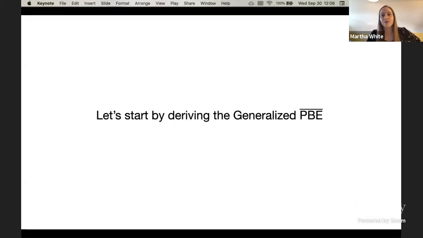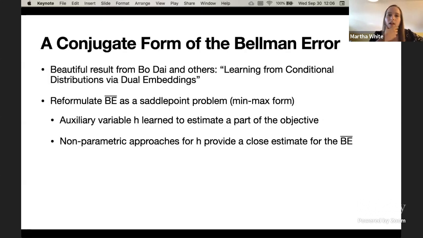Okay, good. Let's start with the first thing. Let's start by deriving this generalized projected Bellman error. To derive this, we're really just going to rely on this beautiful result from Bo Dai and others, from a paper called Learning from Conditional Distributions via Dual Embeddings. This does most of the heavy lifting for us, and we're just going to take these ideas, take the natural small next step, and define a few things that will help us make some traction on this problem.